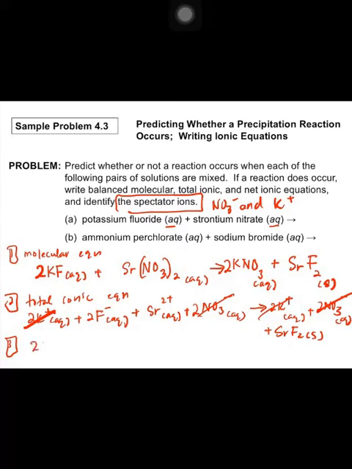So the remaining species will be 2F minus aqueous campur dengan strontium 2 plus aqueous. Okay, so produk kita adalah SrF2 solid. So maknanya dalam kes ni very similar to our definition of precipitation reaction semalam. When two soluble reactant combine together, it will give us an insoluble product. Okay, so maknanya kita tahulah daripada net ionic equation, this is precipitation reaction.